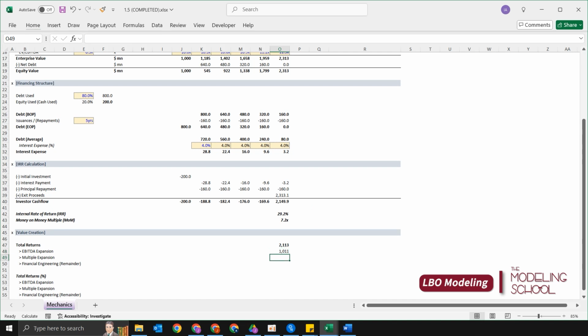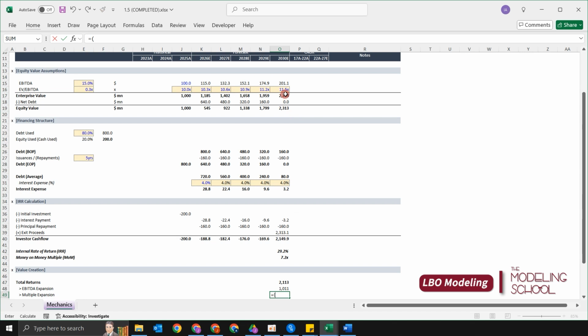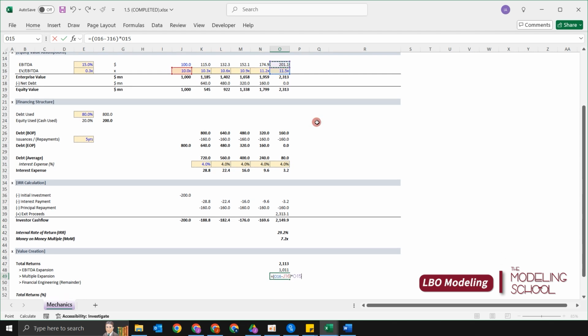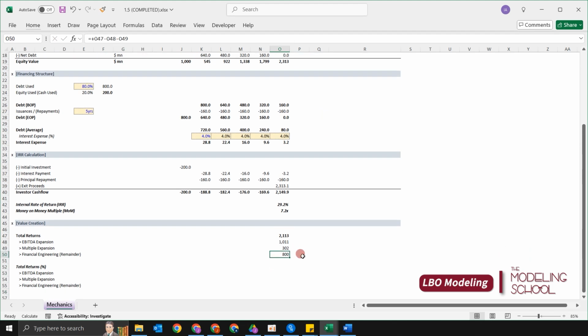We're going to do something similar for multiple expansions as well. So this time we're going to subtract the beginning multiple from the ending multiple, and we're going to multiply by the last year's EBITDA. And the remainder should be coming from financial engineering, which in this case is exactly 800. So the amount that we initially raised as debt.